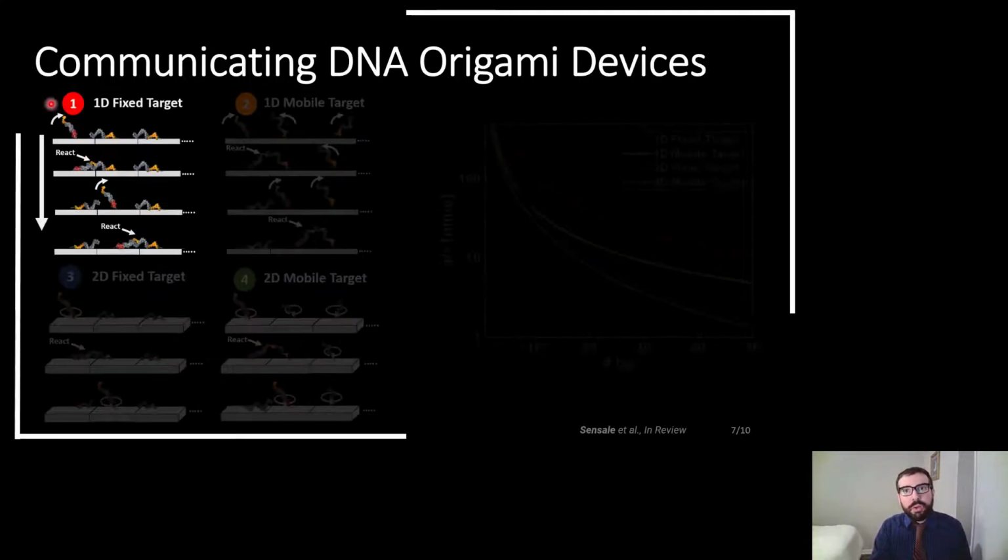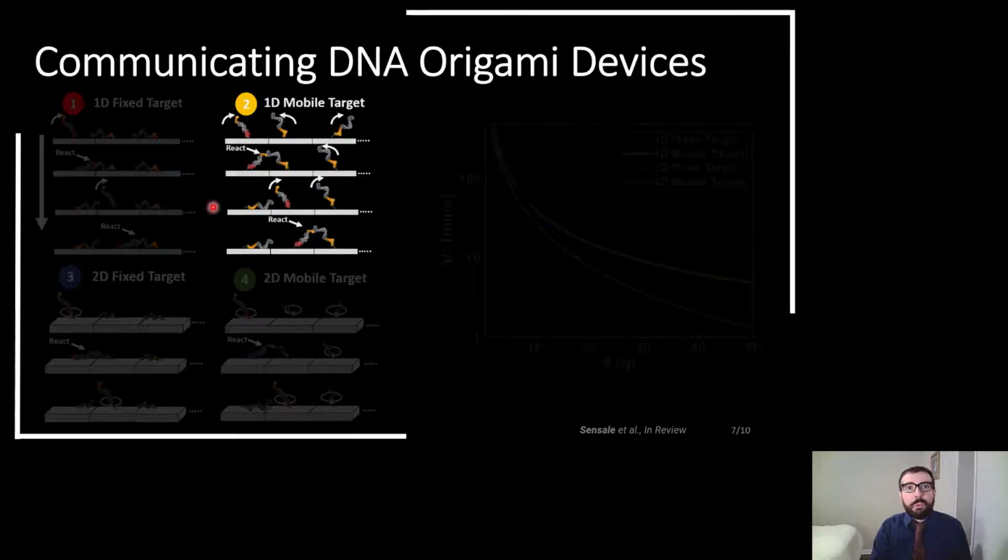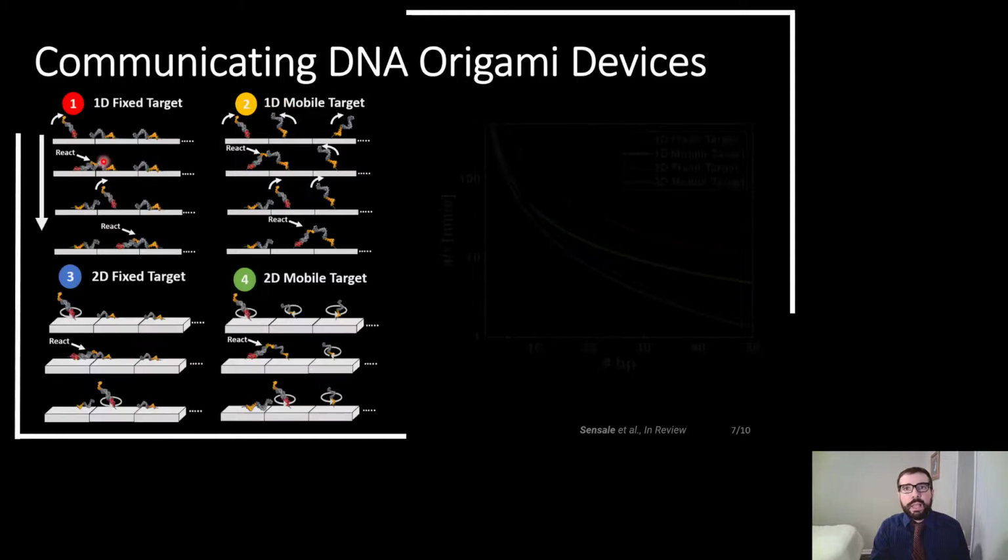One where one walker diffuses in 1D towards a fixed target, and binding to its target is going to trigger the motion of the next walker. One where the 2 walkers diffuse in 1D, and the signal is transmitted from one to the other when they are in close contact, and the same mechanism but in 2D.